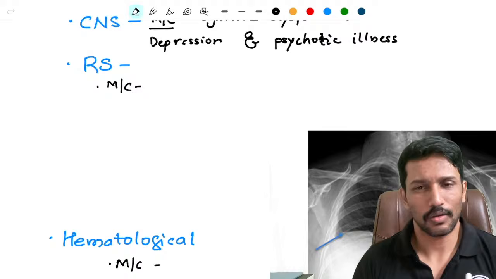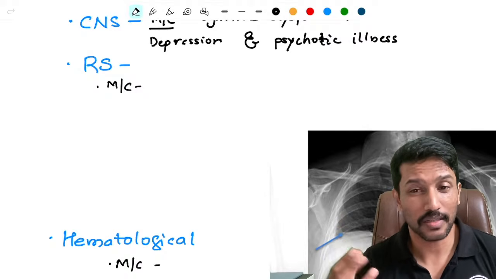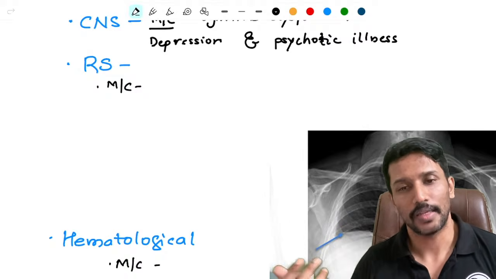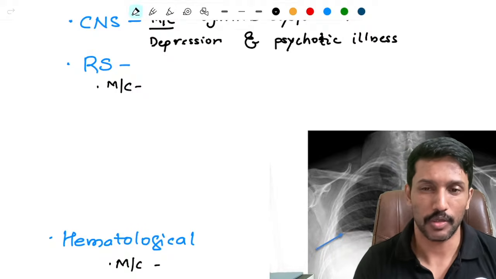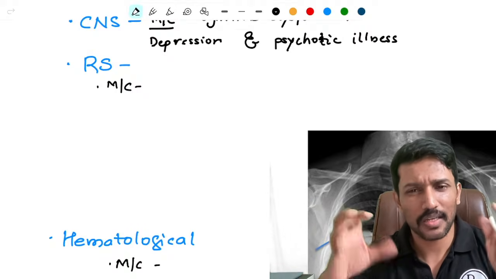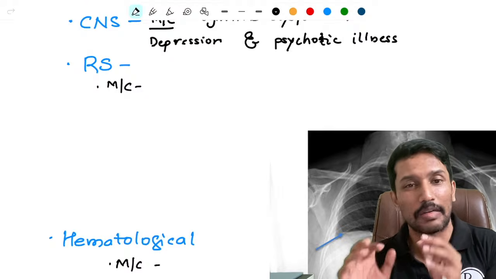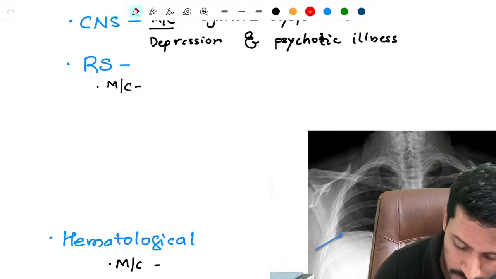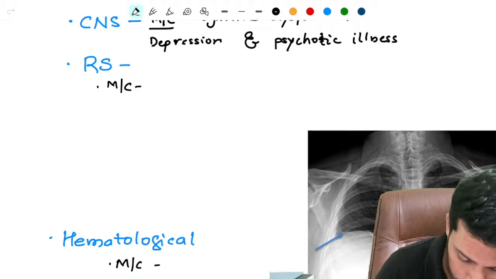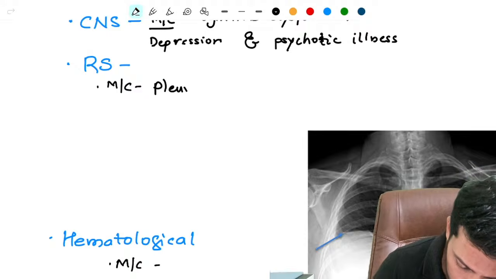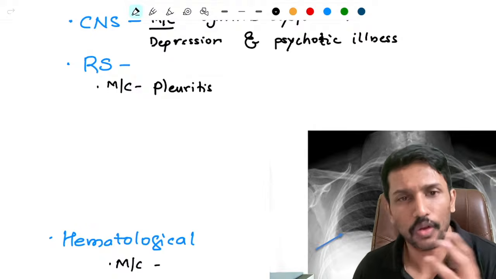Pleura. Because all these inflammatory cytokines that are being formed, like interferon 1 in case of SLE, TNF alpha in case of rheumatoid arthritis, through the blood circulation, they reach the pleurae, they reach the peritoneum, they reach the pericardium, and they cause inflammation there. So the most common respiratory manifestation of SLE is going to be pleuritis. This may be with pleural effusion or without pleural effusion.